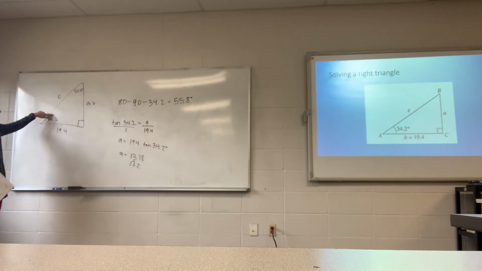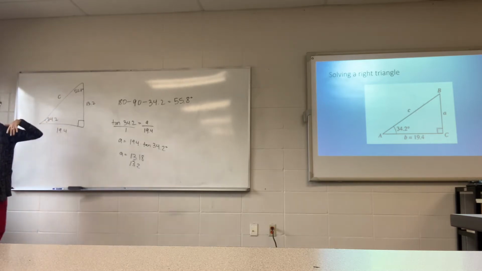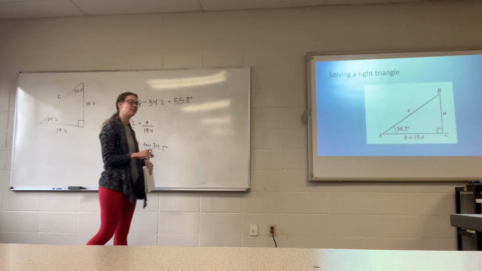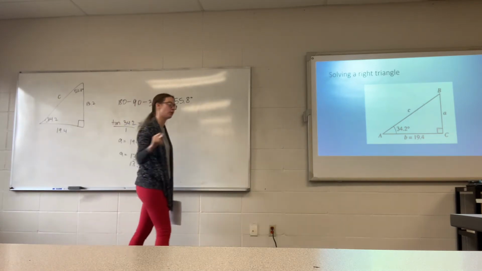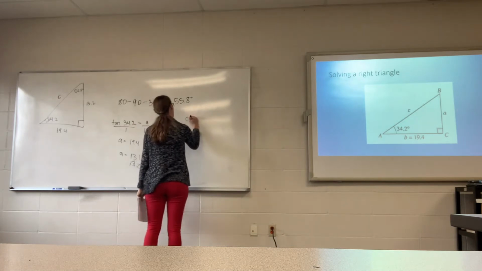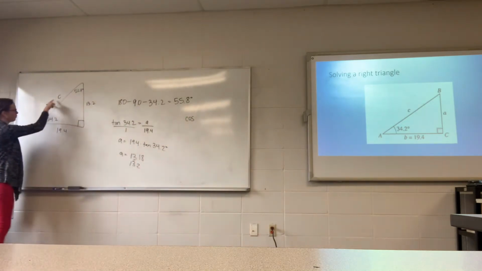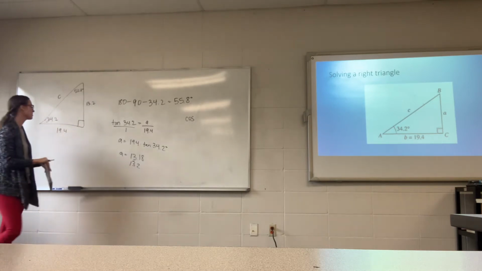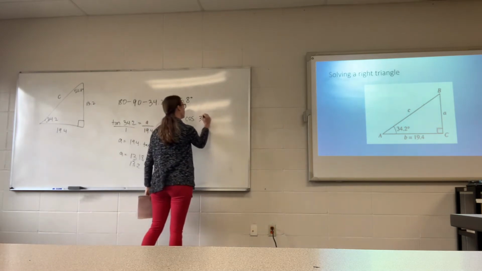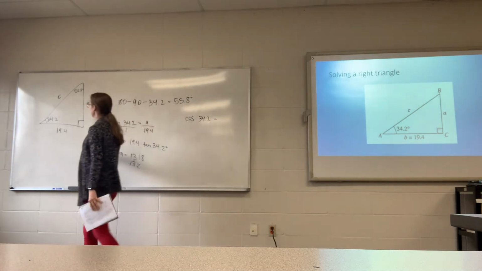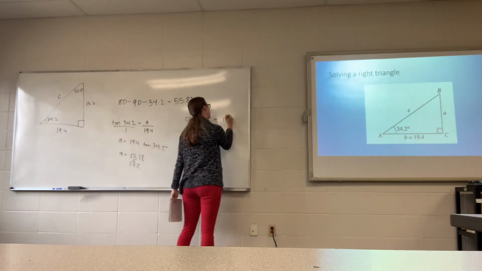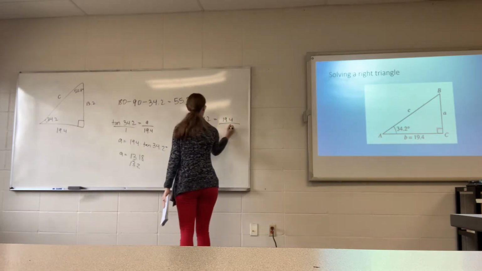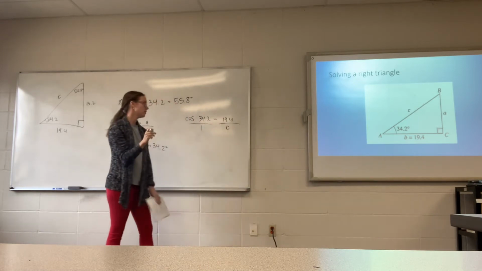Let's use the same angle again. If I use this angle and the side we started with, our adjacent and our hypotenuse, what should I be using? Sine, cosine, tangent, what do you think, Carter? That's okay, Alyssa said it for you. Cosine. Because cosine is our adjacent over our hypotenuse. We're still using this angle that they gave us, so cosine of 34.2 is equal to my adjacent, which is 19.4, over my hypotenuse, which is C. Then Shannon, how would I do this?